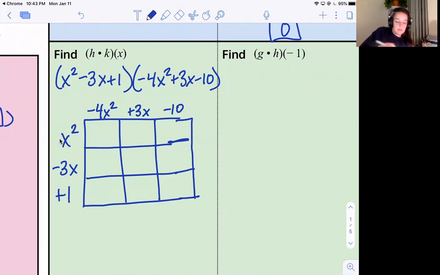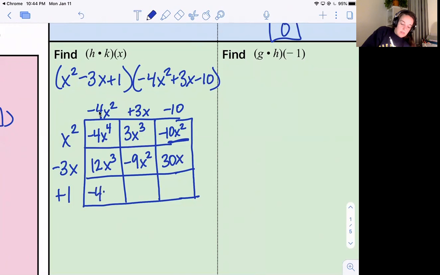So negative 4x squared times x squared, negative 4x to the fourth, 3x times x squared, 3x to the third, x squared times negative 10, negative 10x squared, negative 4x squared times negative 3x, positive 12x to the third, negative 3x times positive 3x, negative 9x squared, negative 10 times negative 3 would be positive 30 with that x on it, and then positive 1 times negative 4, x squared, positive 1 times negative 3x, or positive 3x, positive 3, positive 1 times negative 10 is negative 10.